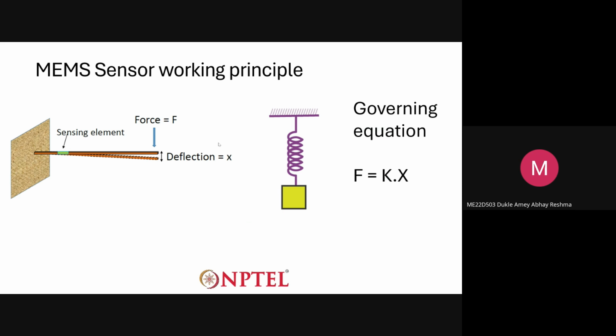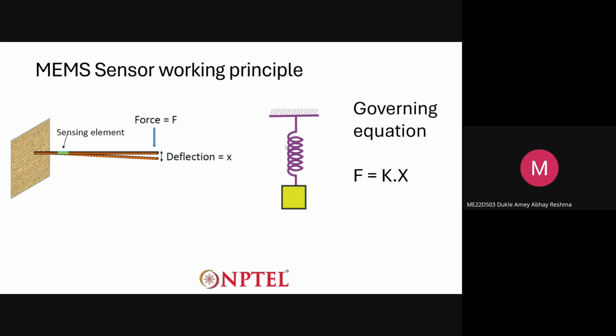This is how you can look at working principles. Here we have a force sensor. We are applying a force F on a beam. The beam is the moving element. Then there is a sensing element. When the force F is applied, there will be deflection, and that deflection will be sensed by the sensing element. It will be converted by using this governing equation.